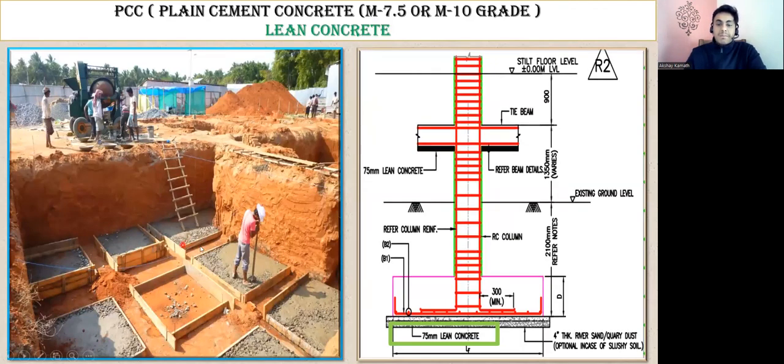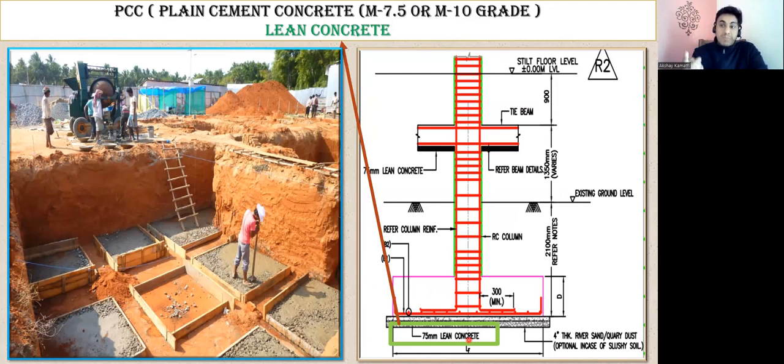Now, what should be the thickness of the PCC, and where are we going to get it from? Again, that will be mentioned in the structural drawing. I've taken one particular image of that. Don't concentrate anywhere else, just concentrate here. What is written here? 75 mm lean concrete. Again, lean concrete and PCC are one and the same. Few people call it plum concrete. All three mean the same thing.